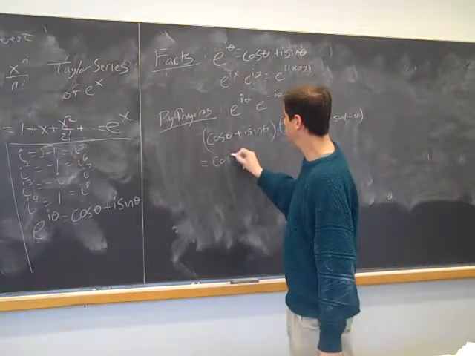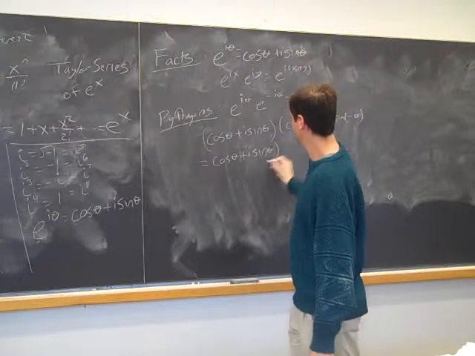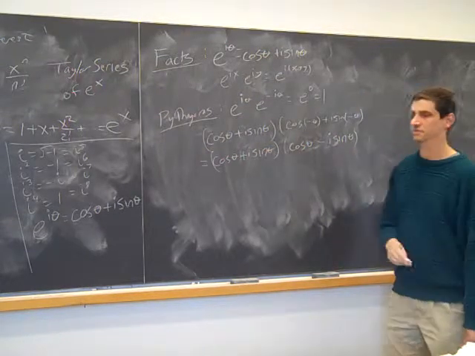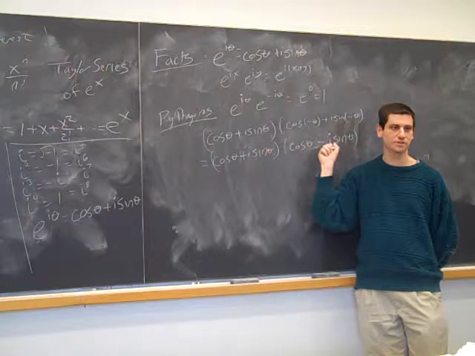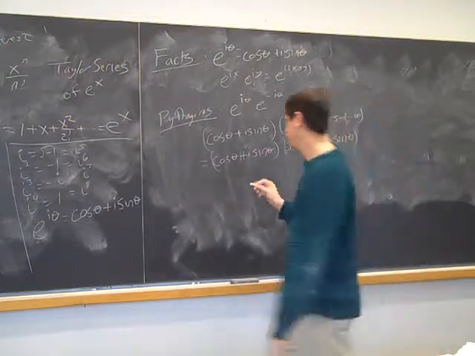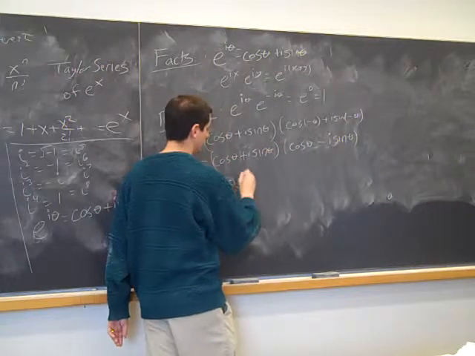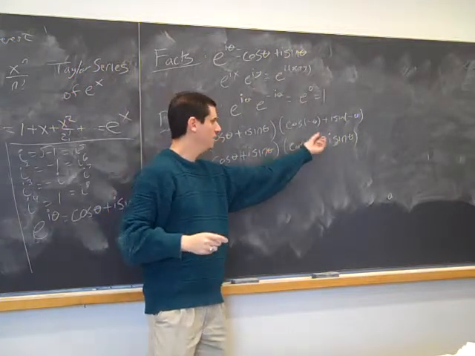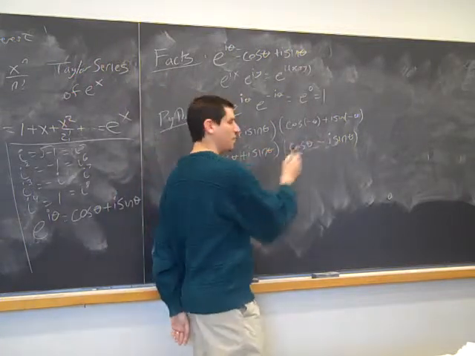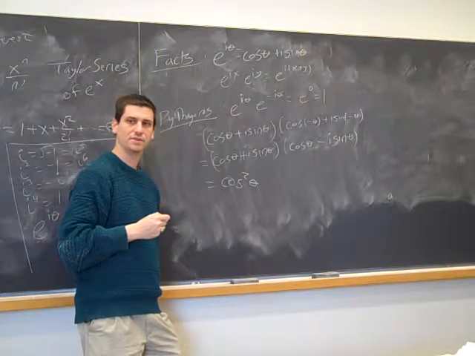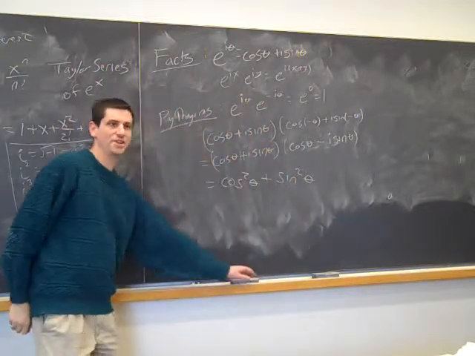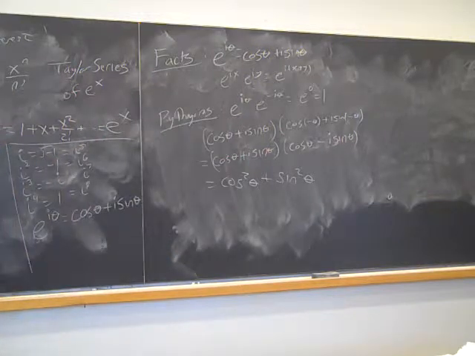So I get cosine of theta plus i sine theta times cosine of theta minus i sine theta. Because these have different signs, the middle terms cancel. When you expand, cosine theta times cosine theta is cosine squared theta. Plus i sine cosine minus i sine cosine, they cancel. i times minus i is 1. Cosine squared plus sine squared. There's our first fact. There's Pythagoras. Cosine squared plus sine squared is 1.